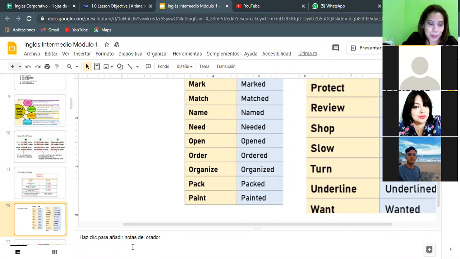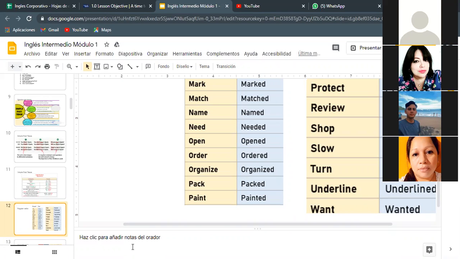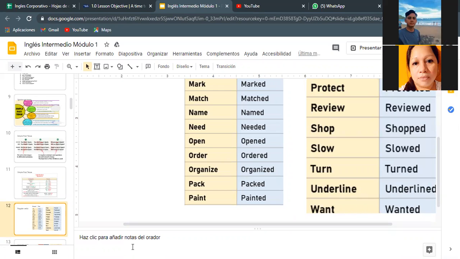The other one is need. Need is very easy. Joanna, could you please tell me an example with needed? I needed a pen yesterday. Okay, very good example with yesterday. That is a time expression. Nice.